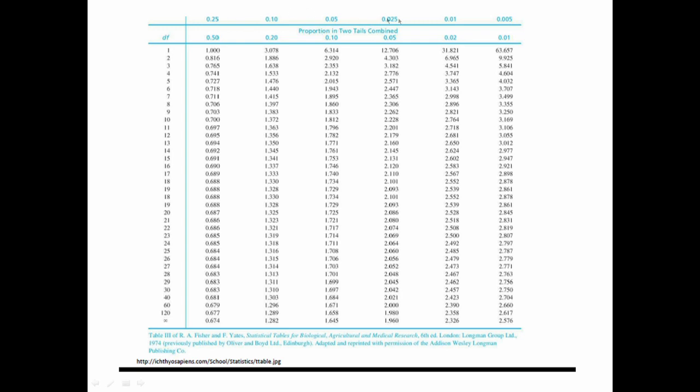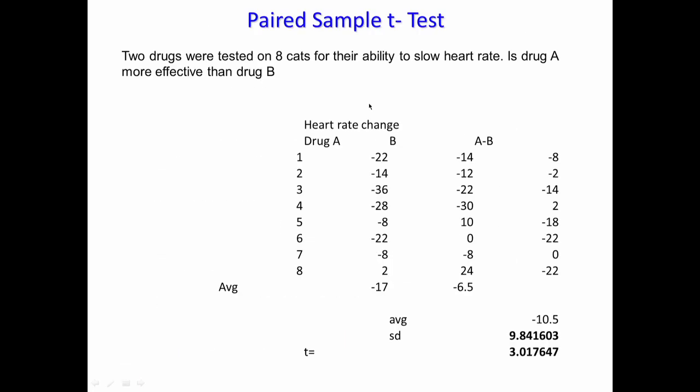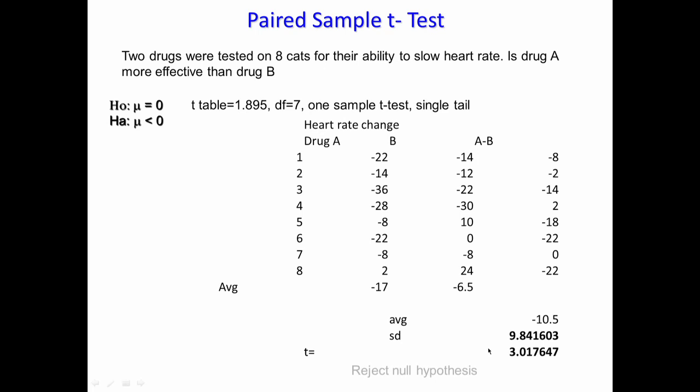For the top one corresponds to 1 tail test, bottom one corresponds to 2 tail test. For 7 degrees of freedom it is 1.895. Please remember, for 95 we are using 0.05 here, so 1.895. The table gives you for 1 sample t test single tail 1.895, and you are calculating 3.017. So what do we do? Reject the null hypothesis, accept the alternate. That means drug A is more effective than drug B, that means the heart rate is less.